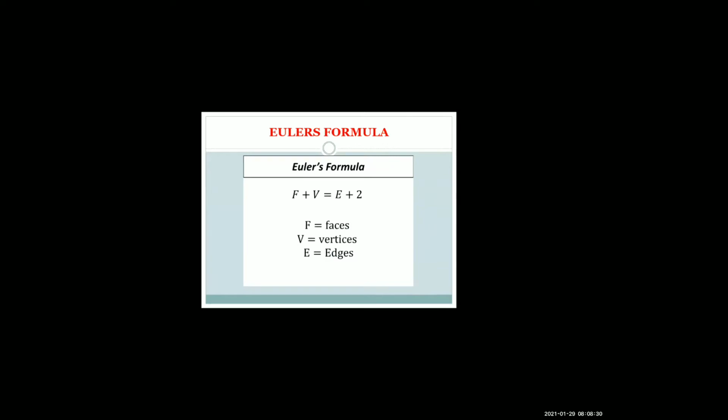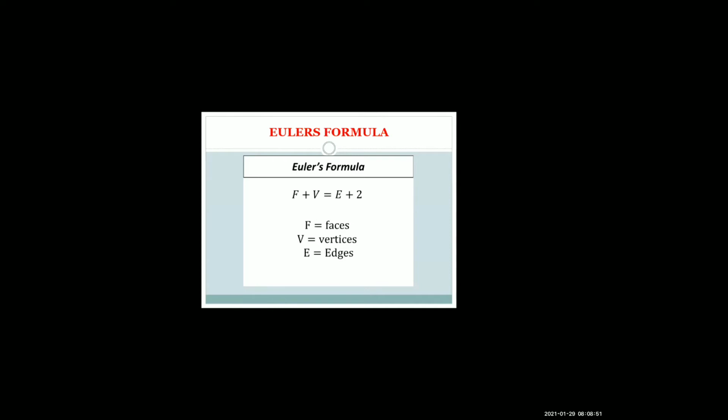Now, the formula which I spoke about, when we were talking about faces, vertices, edges, that formula is called Euler's formula. Euler's formula is F plus V is equal to E plus 2. That's the relationship we just saw. 6 faces plus 8 vertices gave you 14, and 12 edges plus 2, 12 plus 2 is 14 on the right-hand side. F plus V, faces plus vertices gave you 14, and E plus 2.